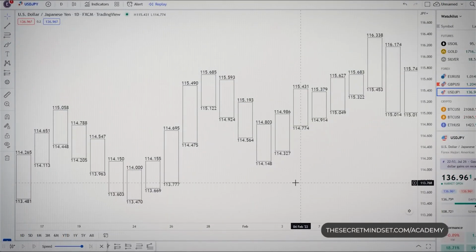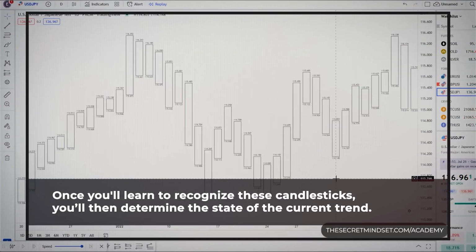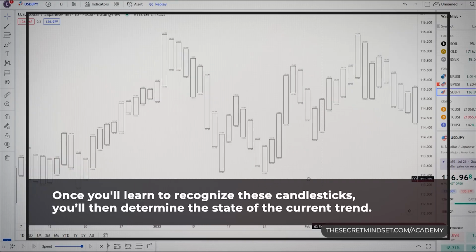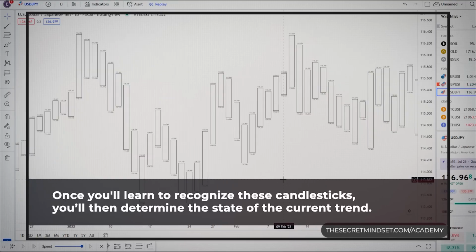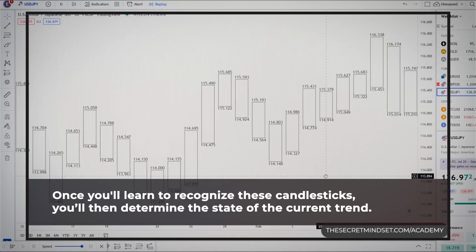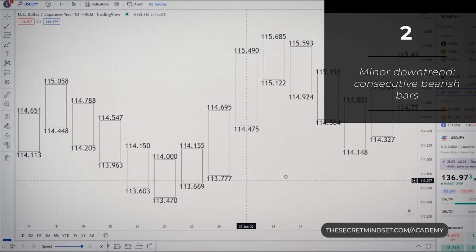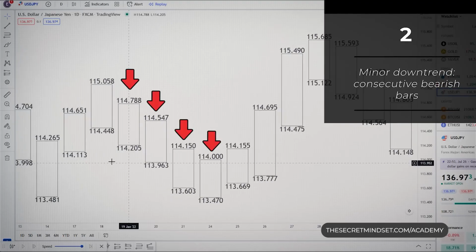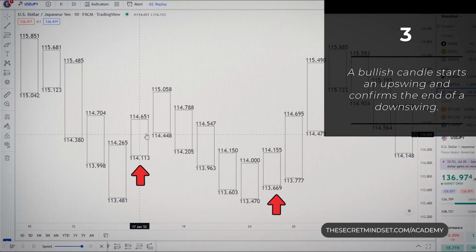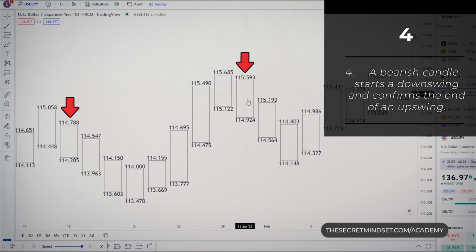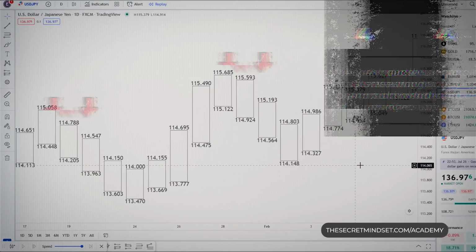Now, you might ask, how is it useful to trade? It's simple. Once you know to recognize these candlesticks, you'll then determine the state of the current trend. To find the current trend, you follow 6 easy rules. If you have consecutive bullish bars, you are in a minor uptrend. Consecutive bearish bars indicate a minor downtrend. A bullish candle starts an upswing and confirms the end of a downswing. A bearish candle starts a downswing and confirms the end of an upswing.